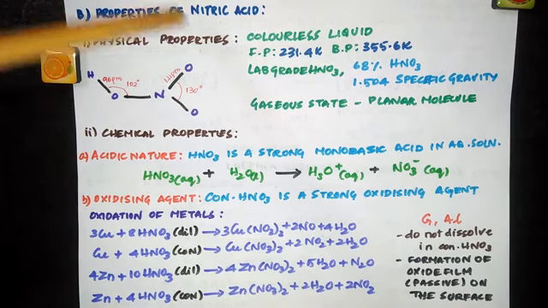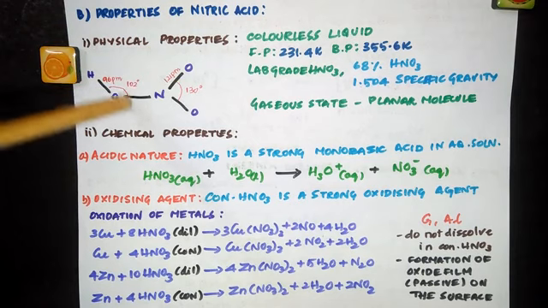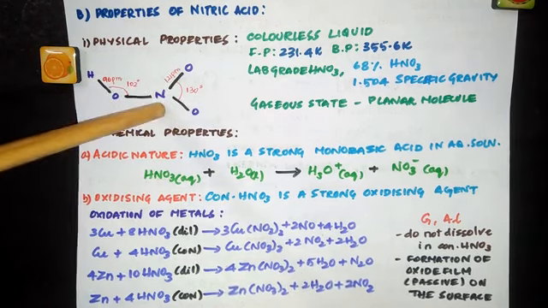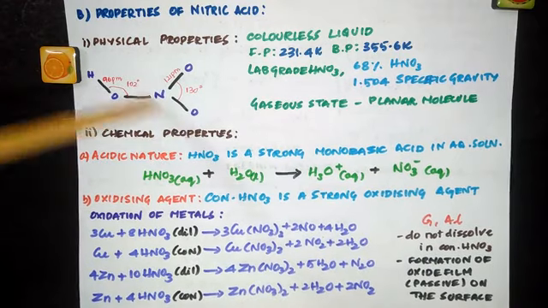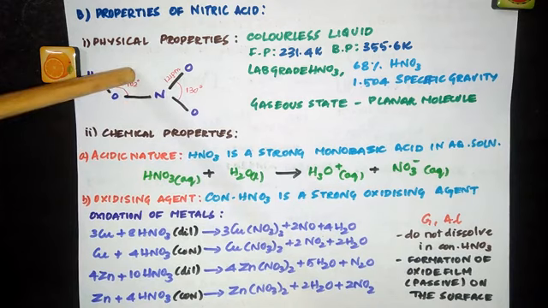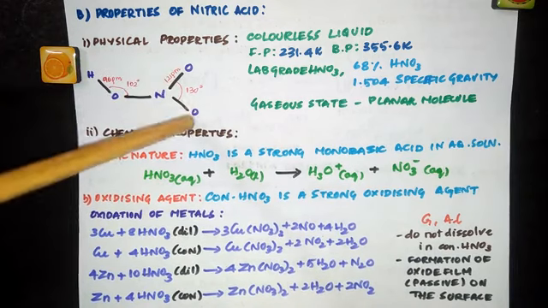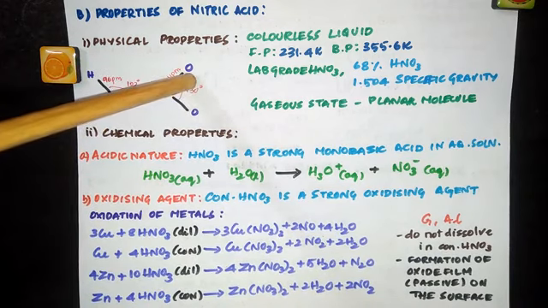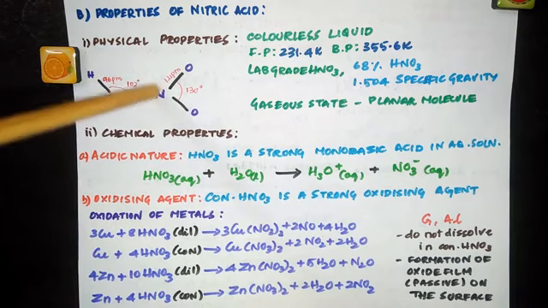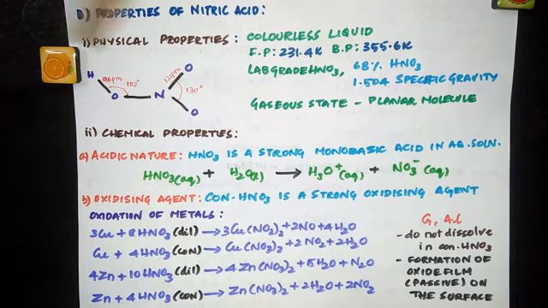So this is the planar structure of nitric acid, HNO3. H is bonded to O, and then N and two O's here. The HON bond angle is 102 degrees and the ONO bond angle is 130 degrees. The HO bond length is 96 picometers, and the NO bond length is 121 picometers. So this is the planar structure of nitric acid.